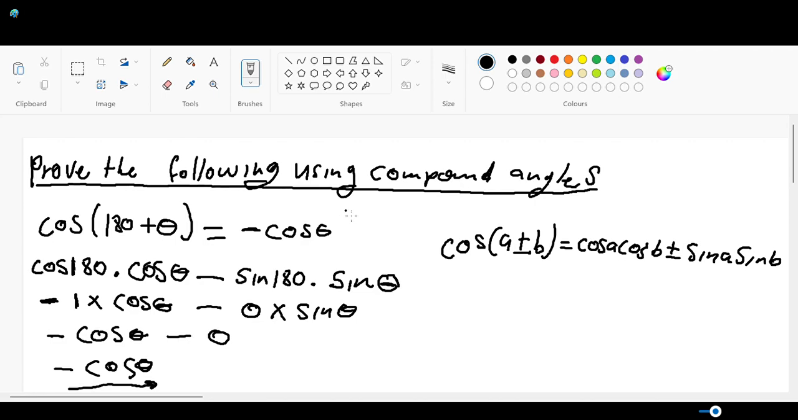As you can see, this shows that our right hand side is the same as the left hand side. So we just proved that. You can use these formulas to prove this type of equation, where they say prove that the left hand side is the same as the right hand side.